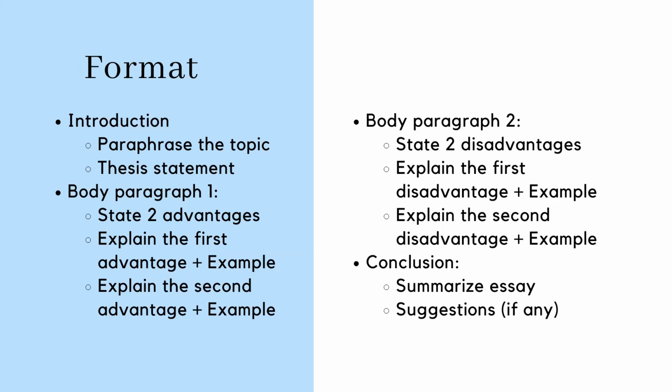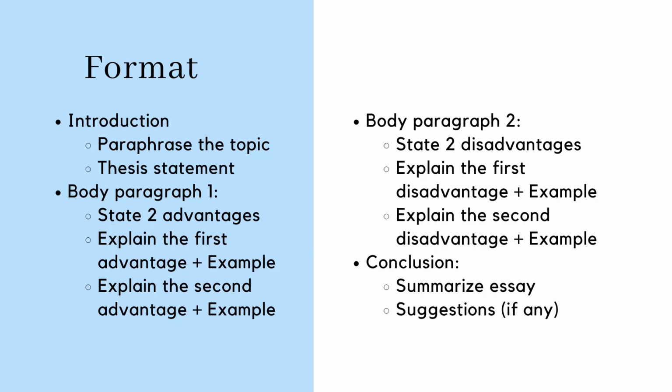So, in this essay, we will have two body paragraphs. The first will have advantages and the second will have disadvantages. In body paragraph 1, firstly, state two advantages. Then, explain the first advantage plus supporting detail. Then, explain the second advantage with an example. And finally, write a little summary or result of the above mentioned things.